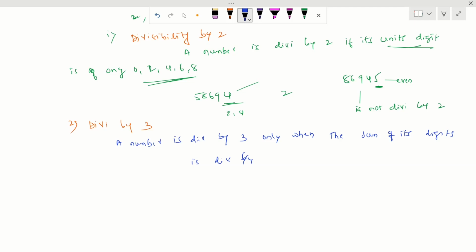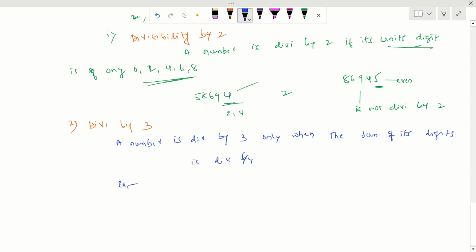So if any number is given and it may be asked whether it is divisible by 3 or not, to check this, what we have to do is add the digits of the given number.